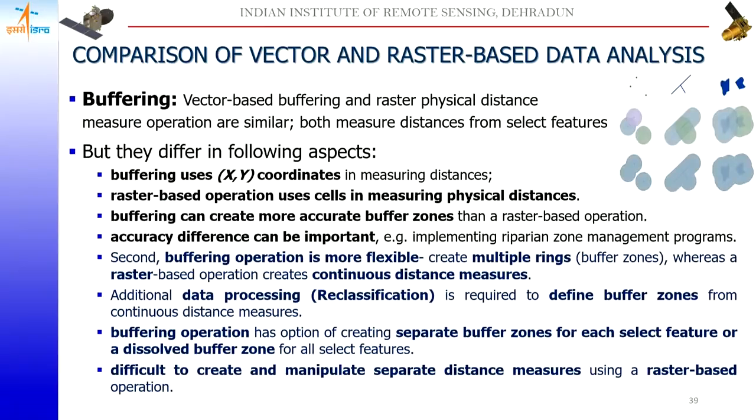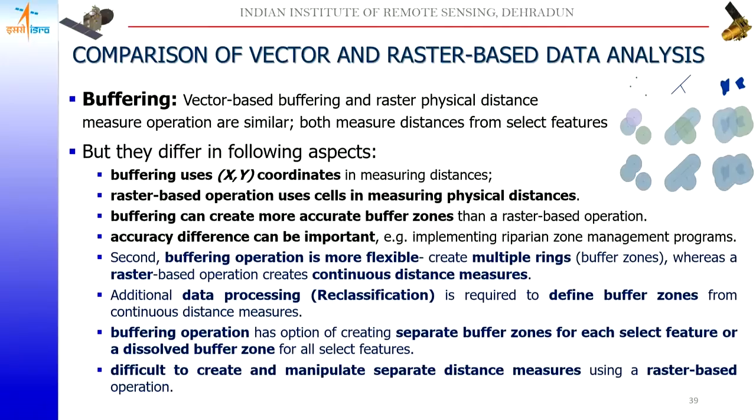Let's take another example, buffering, and we can consider buffering as our physical distance measurement that we have seen in our previous slides. Now in the case of a vector based buffering operation, it uses actual x and y coordinates for measuring the distance. However, in the case of Euclidean distance, which we discussed, it is done using the cell as a measurement unit.